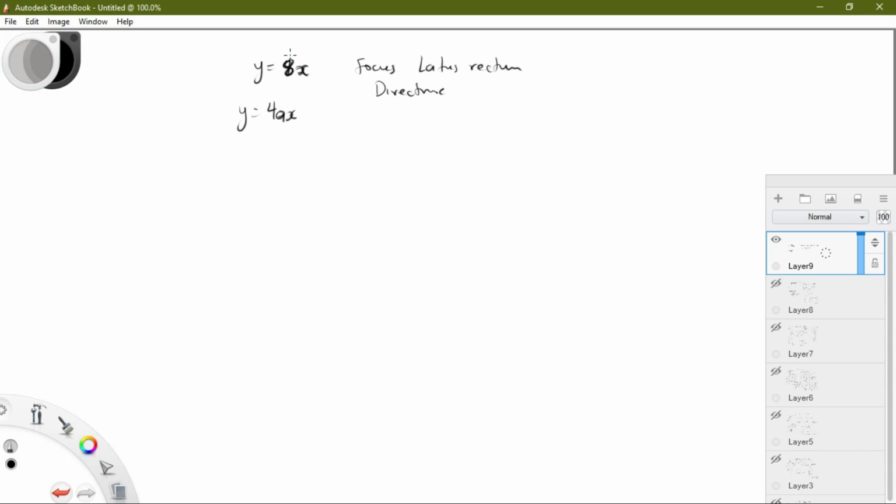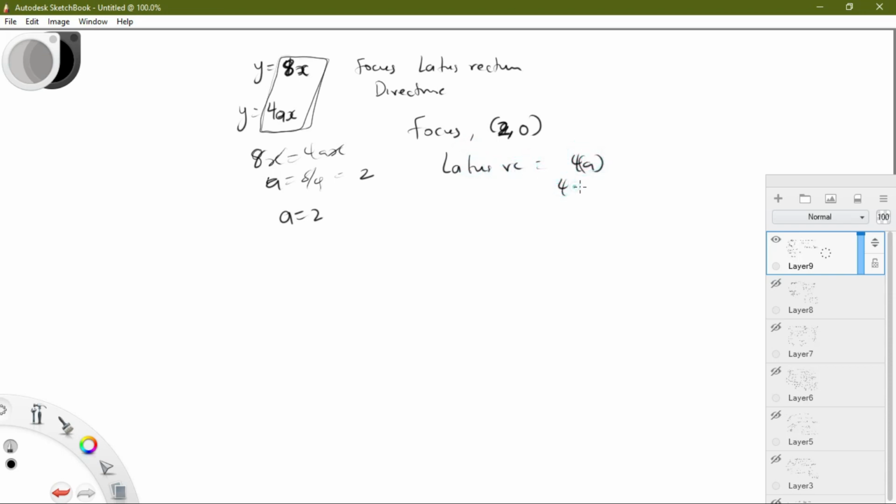So all we have to do is, just like we said the other time, we don't need to start backtracking, just equate these two. 8x equals 4ax, x cancels x, then a equals 8 divided by 4, which is 2. So we can see that a is 2. That means the focus of this parabola is at (2, 0), right? And the length of the latus rectum is 4 times 2, which is 8. Then the equation of the directrix, x equals minus a, so that's x equals minus 2. That's just how you do it.